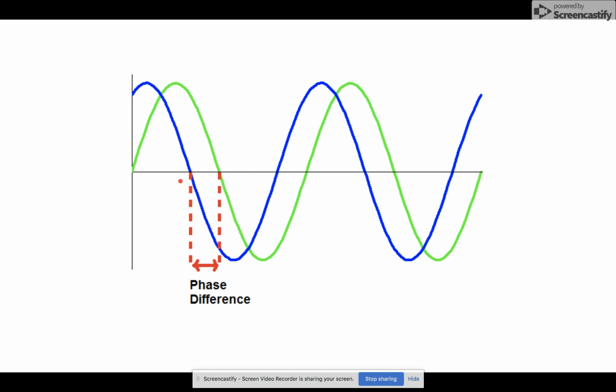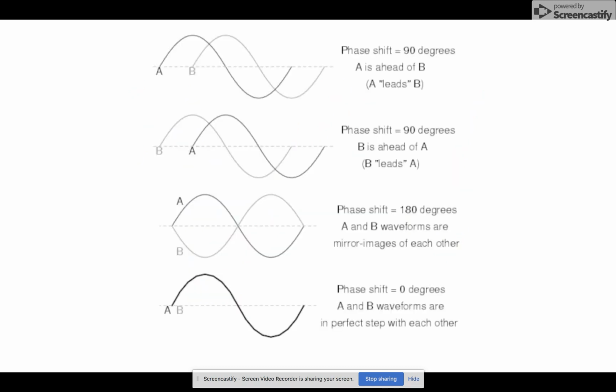If this was a time graph on the x-axis, or if this was a displacement on the x-axis, if you know this difference in length divided by the total wavelength, multiply that by 2 pi, you'll be able to find the phase difference. I'm going to show you an example on this later on.